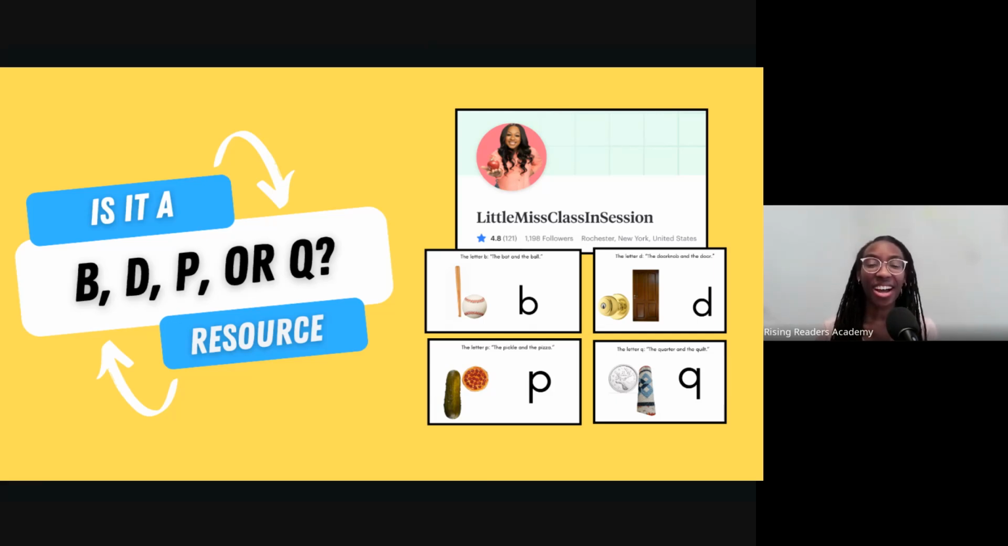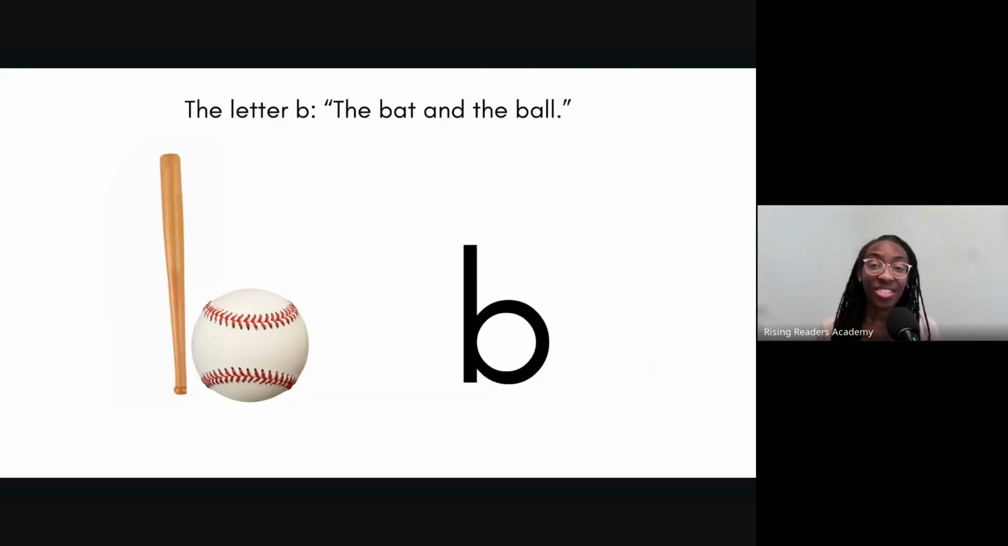In today's video, I'm going to share a resource to help students differentiate between the lowercase b, d, p, and q letters. The resource I'm using today is from Miss Little Class in Session, and I'll leave the link below so that you can purchase it. So let's begin with the first letter, B.